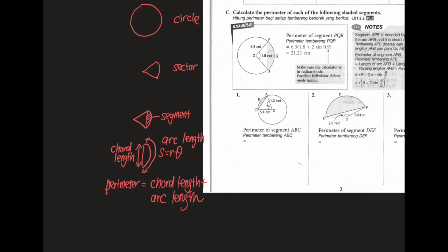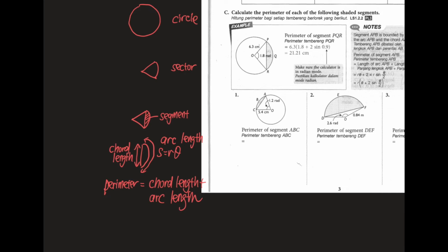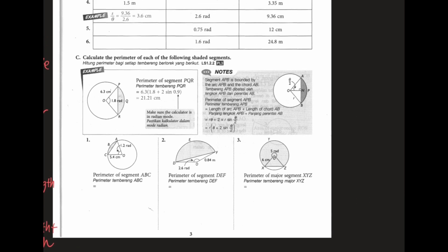Okay, so of course arc length you already know. We just use S equal to R theta to find the S. But how about chord length? Okay, chord length, so that is a formula. So the formula for chord length is given here. You can see perimeter is length of arc plus length of chord. Length of arc, R theta, we learned this, S equal to R theta. Length of chord is 2R sine theta over 2. This is the formula for length of chord.